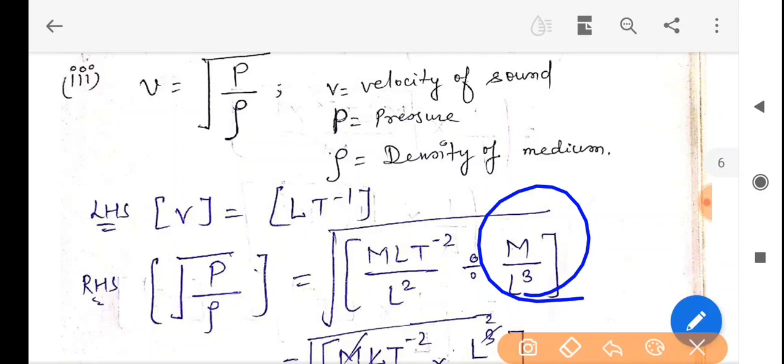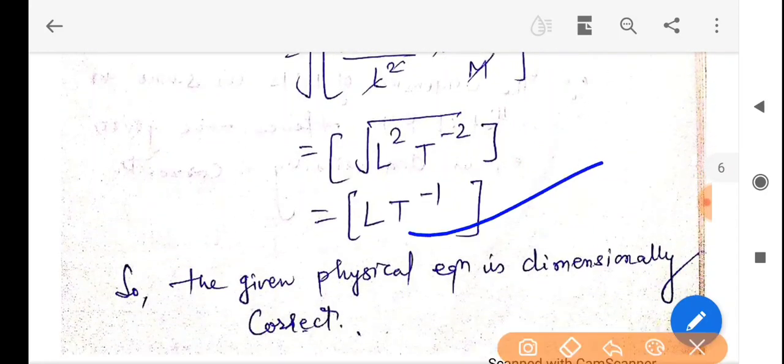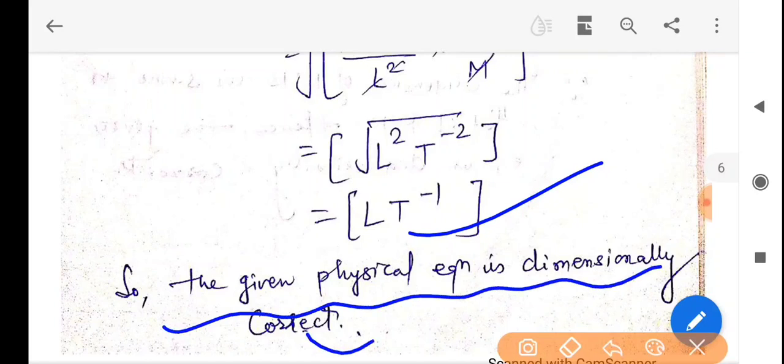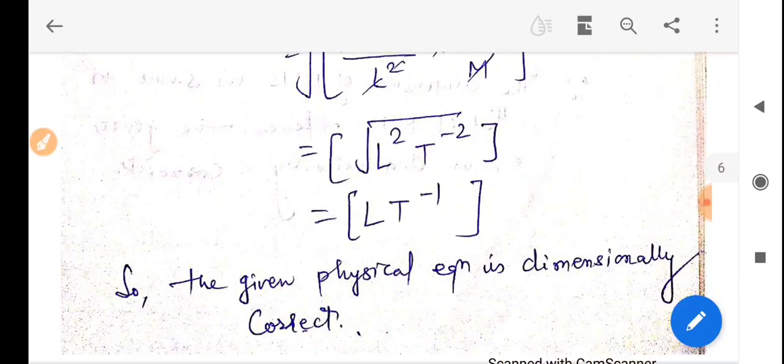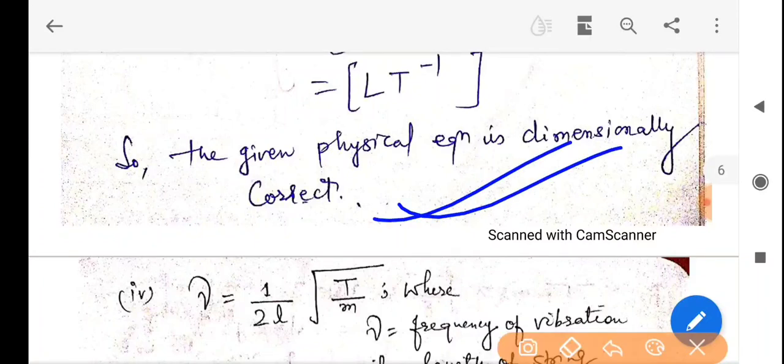So on dividing and simplifying within the square root, you will get L square t to the power minus 2 under root. So finally we get L t to the power minus 1 after removing the square root. Hence we see that the dimension of each term in the LHS is equal to the dimension of each term in RHS, so the given physical equation is dimensionally correct. Okay dear students, I expect all of you are getting it clearly.